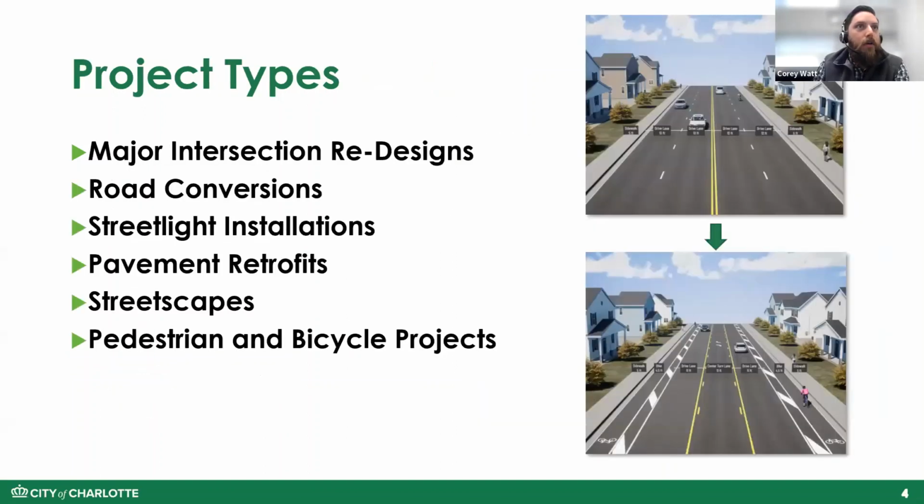So what kind of project types do we typically do here in the design section at CDOT? We work through a large spectrum of projects, from intersection redesign, street conversions. Street lighting has become a huge issue with our city council and with our residents here. Pavement retrofits, so trying to retrofit our existing pavement for pedestrian and bicycle accessibility, trying to make everything a little bit safer for all users. Streetscapes, so we're doing a lot of large scale streetscapes that involve huge pedestrian and bicycle investments as well. And then standalone pedestrian and bicycle projects like adding sidewalks or adding separated bike lanes or shared use paths.